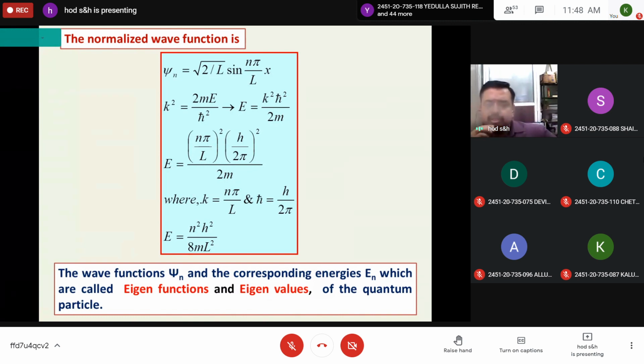Psi n is equal to under root 2 by L sin n pi x by L is equation 3, which is the eigenfunction or expression for the wave function of a particle in one dimension box. And En is equal to n square h square by 8m L square is the expression for the energy of the particle. Psi n is called as eigenfunction and En is called as eigenvalue. This is the expression for energy of a particle in one dimension box of length L.